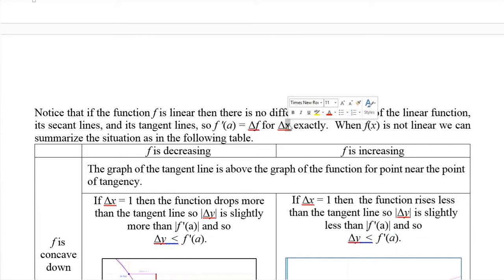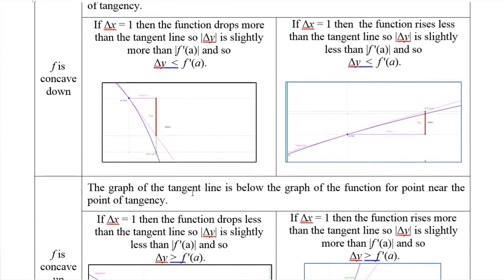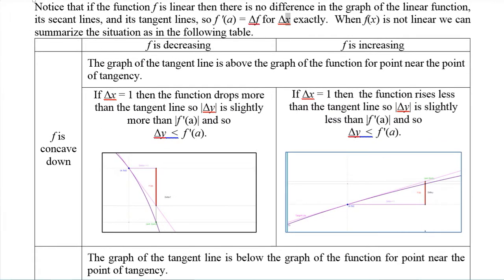Well, there are a couple of possibilities. One of the possibilities is that f is... well, there are four cases here basically. And so I think I have these kind of summarized in this table. Let me zoom out just a little bit so you can see.